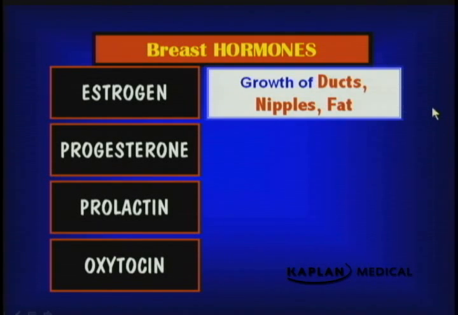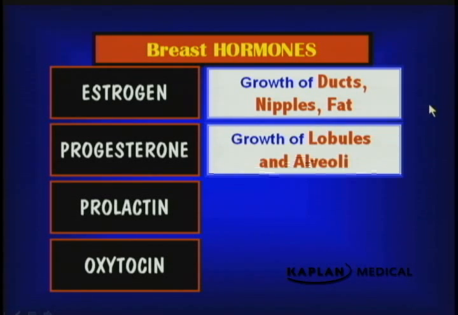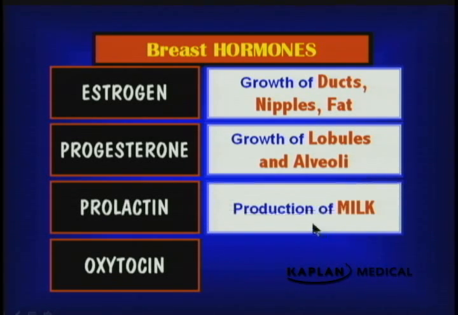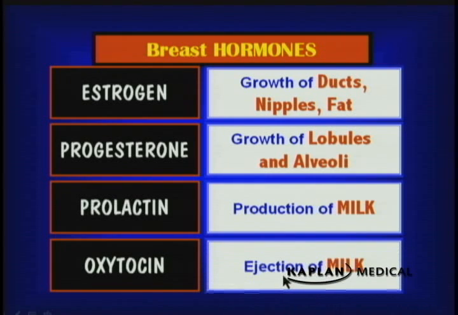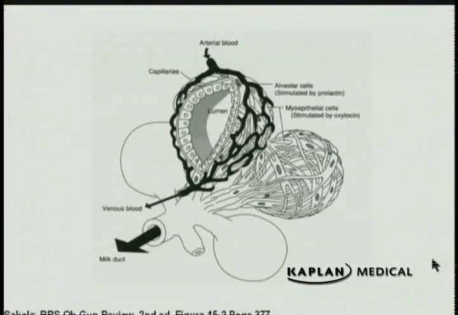Estrogen stimulates the growth of the ducts, the nipples, and the fat. And this is what brings about the pubertal changes. Progesterone stimulates the growth of the lobules and the alveoli, which produce the milk. Prolactin is responsible after birth for the production of milk, and oxytocin is what causes the myoepithelial cells to contract and milk is ejected. Here we have the myoepithelial cells which surround the lumen of the alveolus.